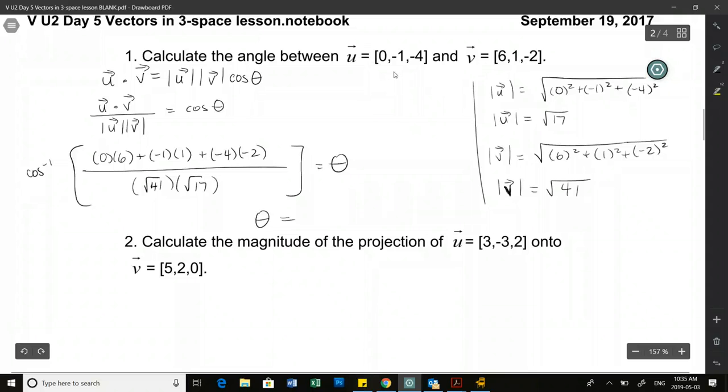Okay? What'd you guys get for theta? Let's round to 1 decimal place. 74.6. You are correct. Very good.